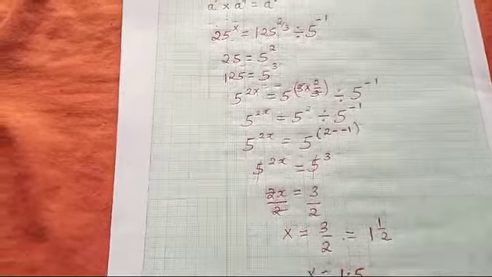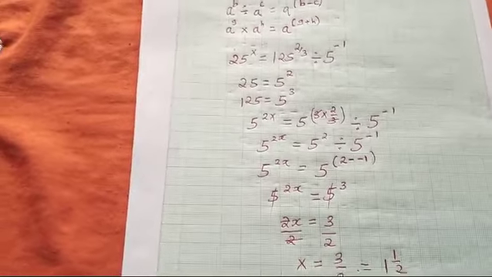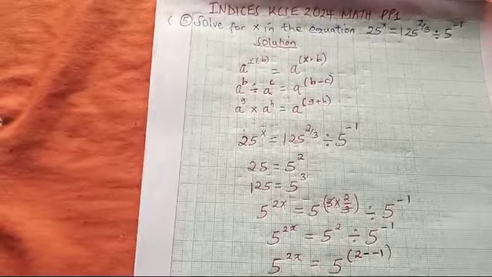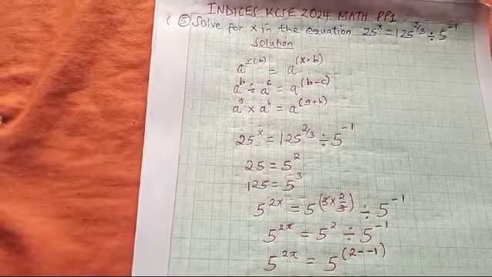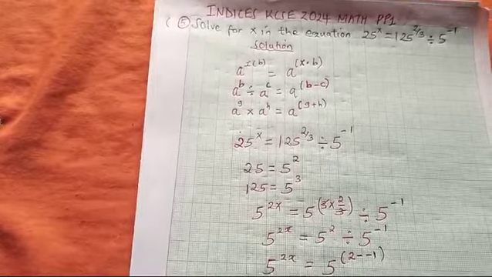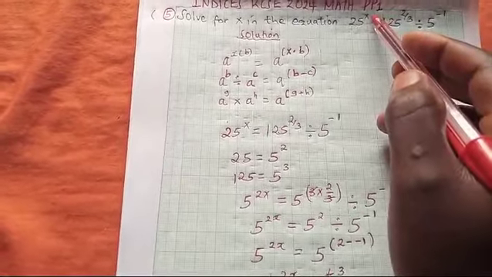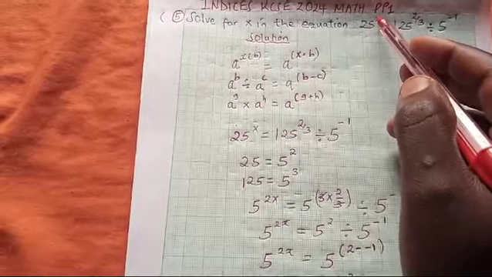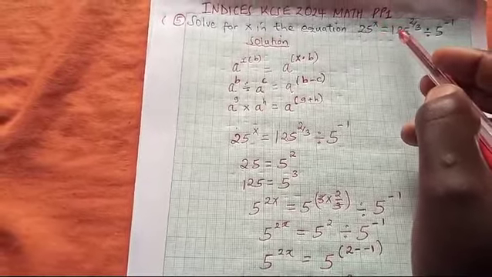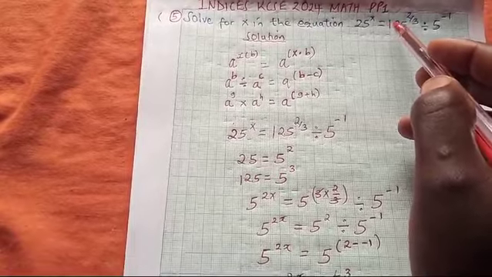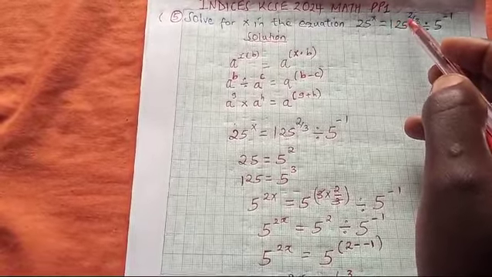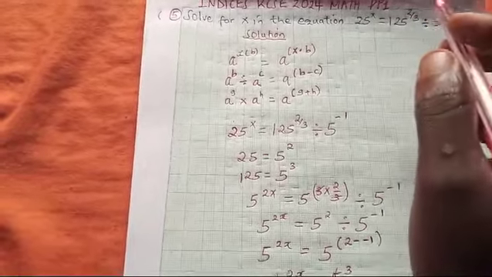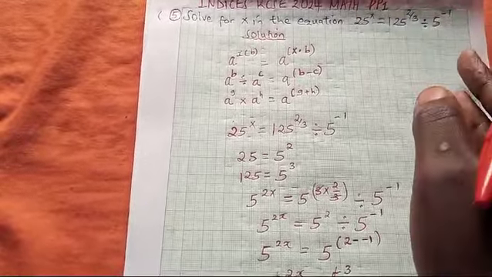Up to that point, you have solved for x, and if you want to ascertain that the value for x is right, you go back to the question where you have x here, and you place this, for example, 25 raised to 1.5 is equal to 125 raised to 2/3 divided by 5 raised to -1. You check whether the left hand side is the same as the right hand side.